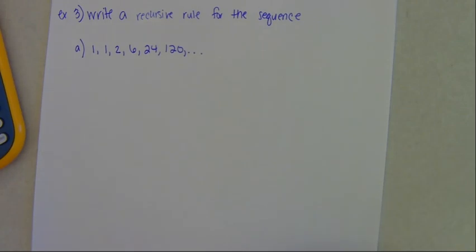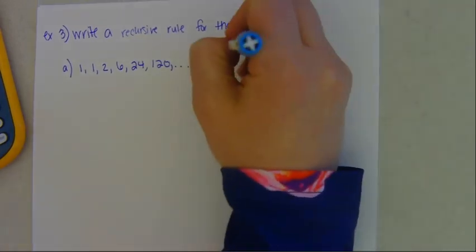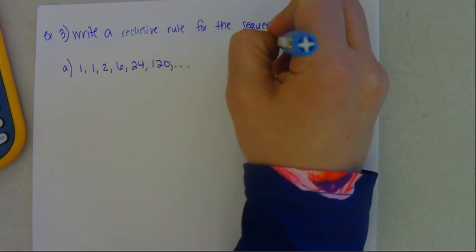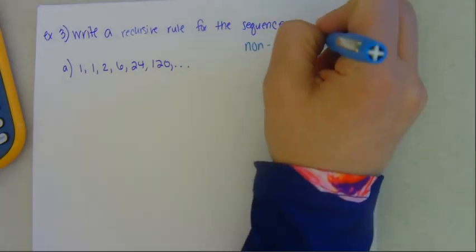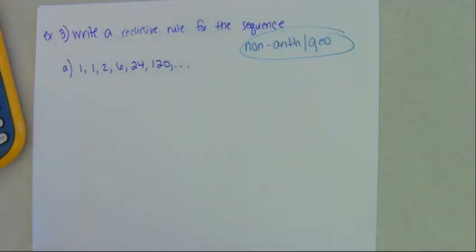All right, so we're back and we are continuing to write recursive rules for sequences, but now we're going to kind of shift gears and go back to those non-arithmetic and geometric sequences. So you might want to write to yourself a note that these are non-arithmetic, non-geometric. So we're looking for the pattern, but it's not going to be as cut and dry as those formulas we had before. And by the way, you're not going to be given those formulas on your test. That's just something you're going to have to know.